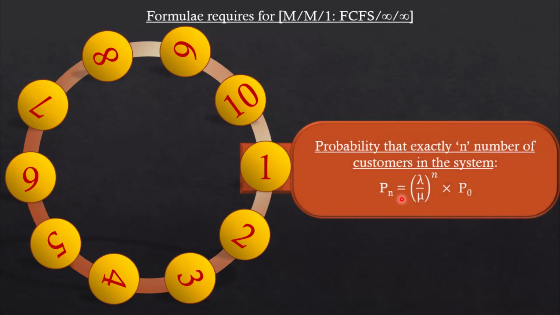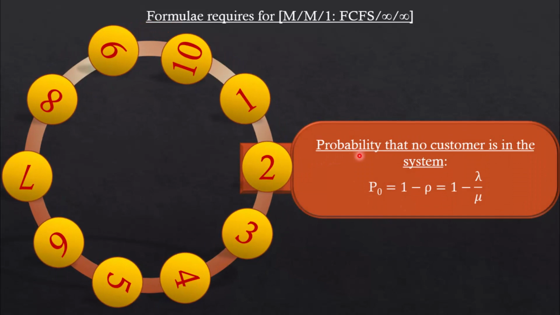So the first formula is the probability that exactly n customers are in the system. It is given by Pn, which is equal to (lambda by mu) to the power n multiplied by P0. Now let us see the next formula.